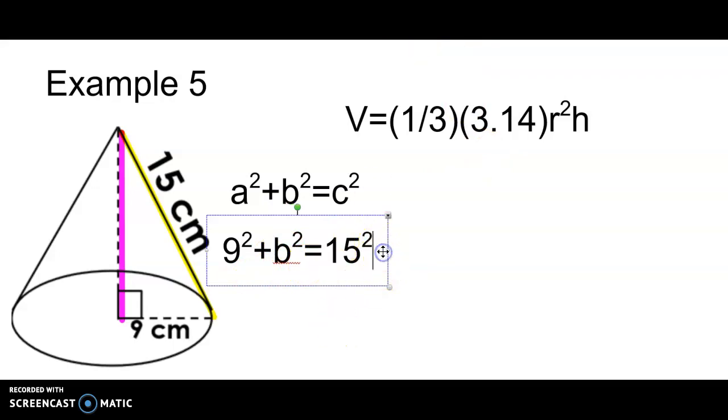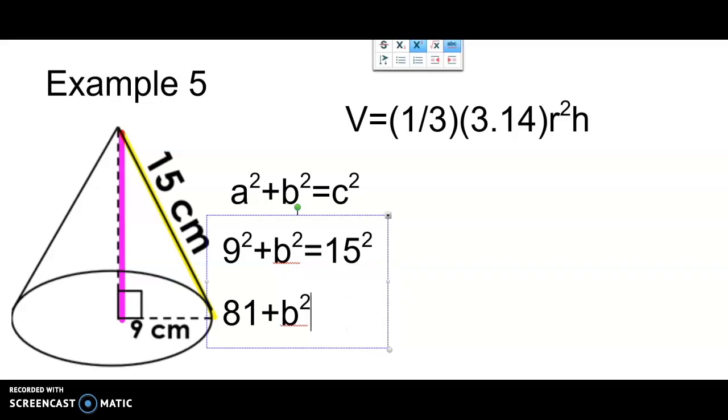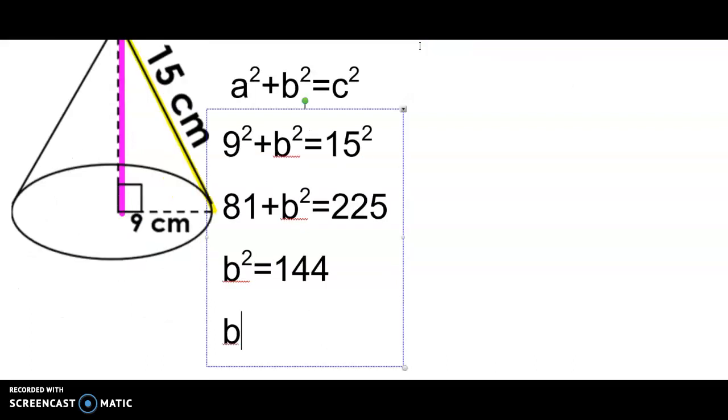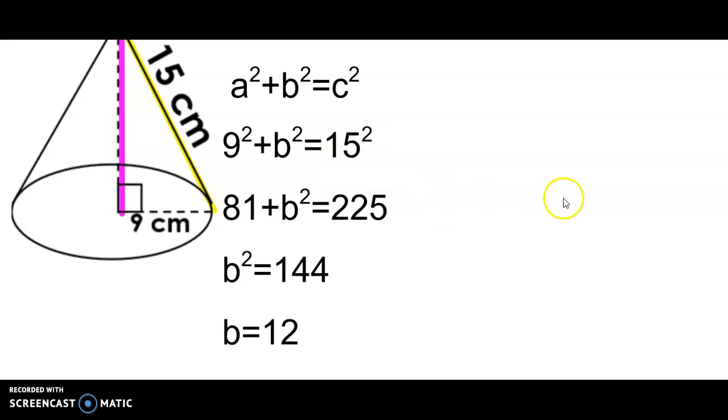Okay, so when we work this out, we have 81 plus b squared is equal to 225. And then 225 minus 81 gives us 144. So b squared is equal to 144, and then we take the square root of that. So b is equal to 12. So that right here is going to be my height. That's what we solved for, the length of that pink line.